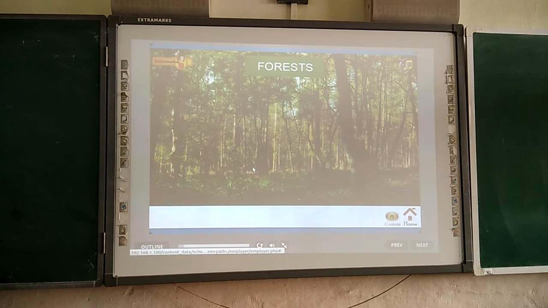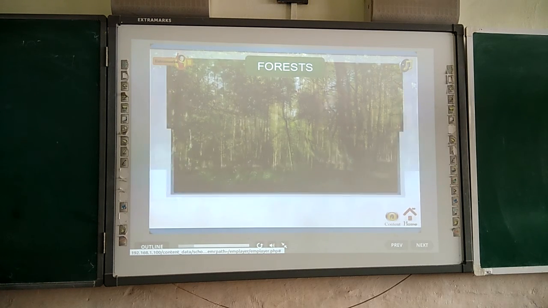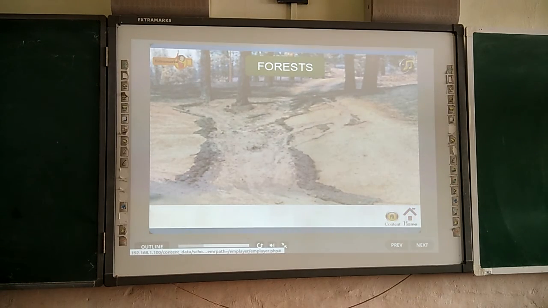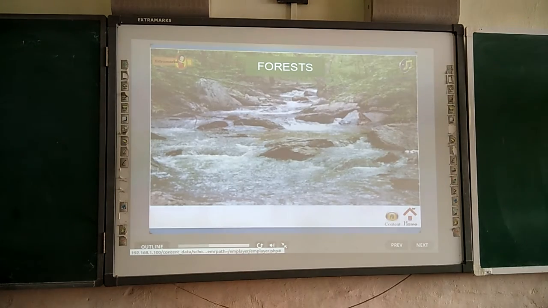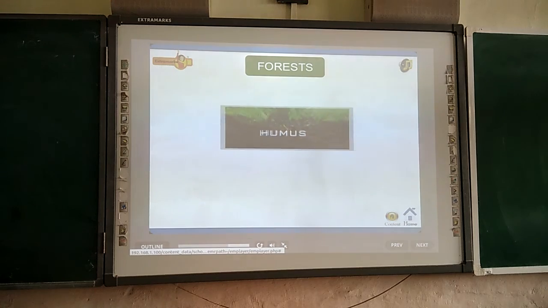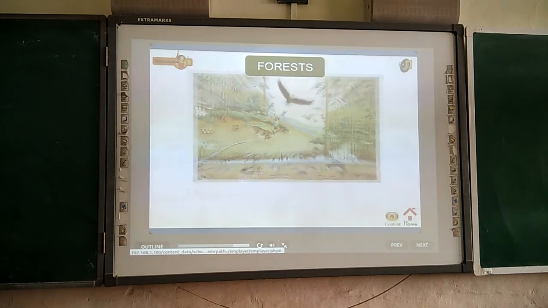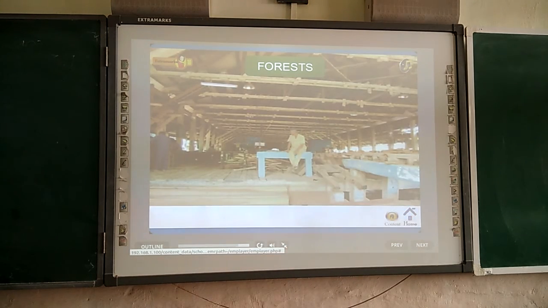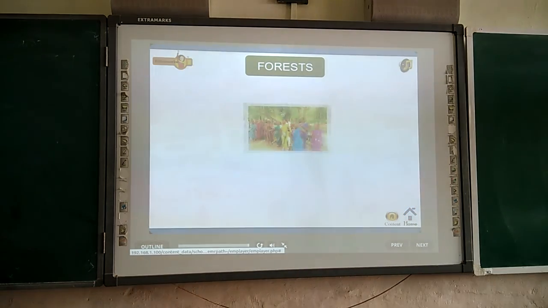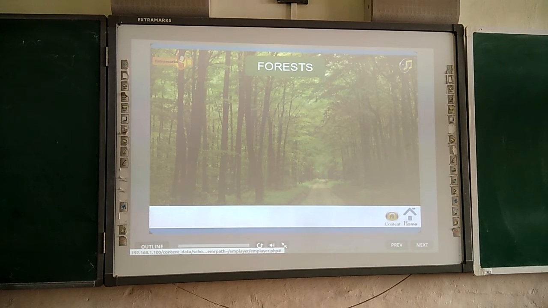Forests play a vital role in our life. They help us in many ways: they modify local climate, control soil erosion, regulate stream flow, control wind and temperature, cause rainfall, provide humus to soil, shelter wildlife, support a variety of industries, provide livelihood to many communities, and add scenic beauty for recreation.